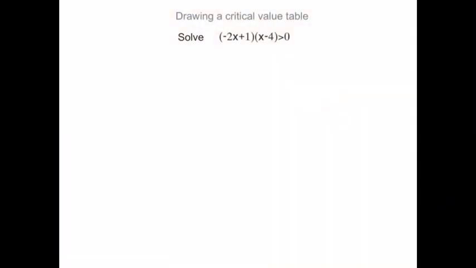Hello everyone, in this little video we will review how to use a critical value table to tell when a product like this is positive or negative. For this case, in this inequality, we want the values of x for which (-2x + 1)(x - 4) is positive.